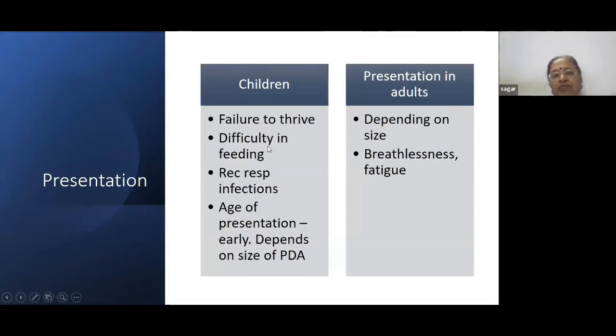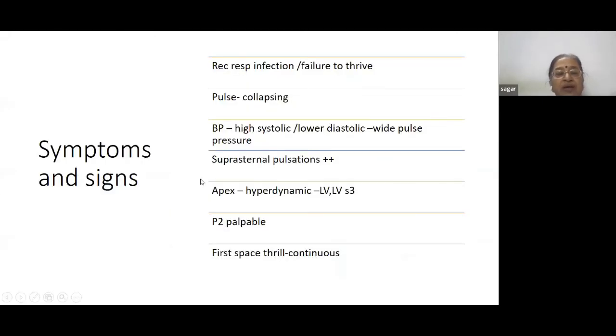Presentation: failure to thrive, difficulty in feeding, recurrent respiratory infections. It depends on the age of presentation. It is early, but depends on the size of the PDA. Again, how much the size is causes the presentation to come earlier or later. And presentation in adults, depending on size, breathlessness and fatigue are usual features. Symptoms and signs, same thing.